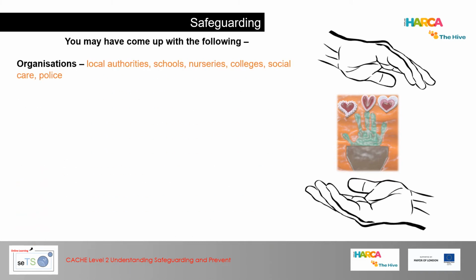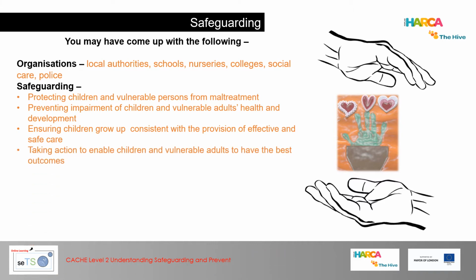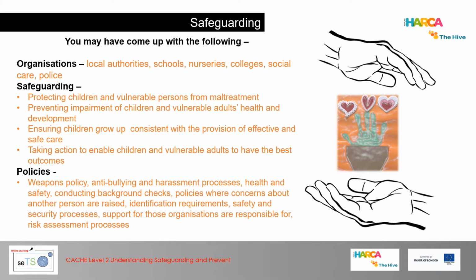These organisations are such as local authorities, schools, nurseries, colleges, social care and the police. And safeguarding is about protecting children and vulnerable persons from maltreatment, preventing impairment of children's and vulnerable adults' health and development, ensuring that children grow up consistent with the provision of effective and safe care, taking action to enable children and vulnerable adults to have the best outcomes.